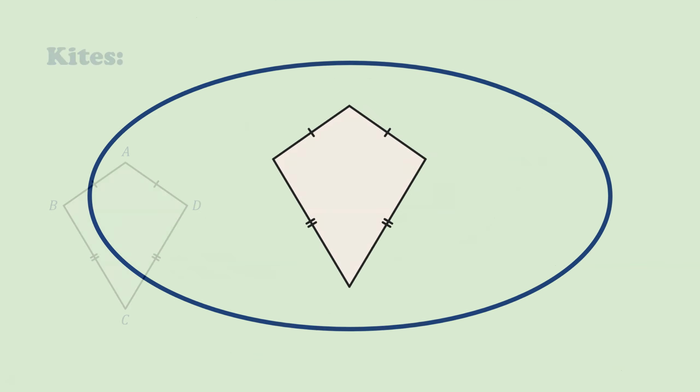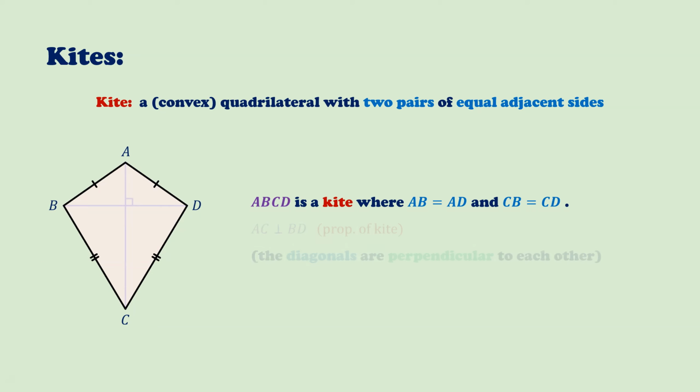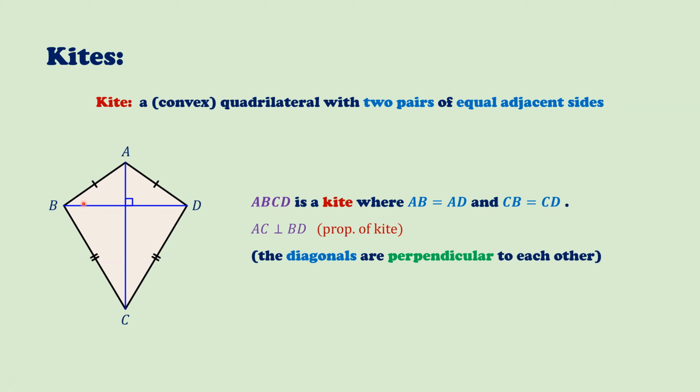First of all, let's take a look at kites. A kite is a convex quadrilateral with two pairs of equal adjacent sides. In this example, ABCD is a kite where AB is equal to AD and CB is equal to CD. When we are given a kite, then we can have this property. That is, the diagonals are perpendicular to each other. We can simply refer to this property as the property of kite.